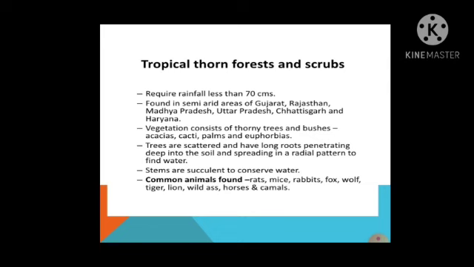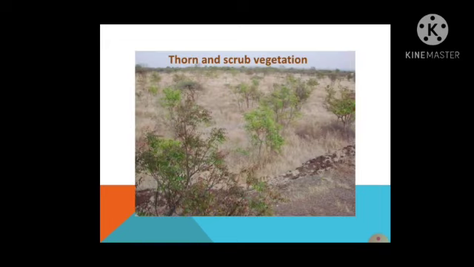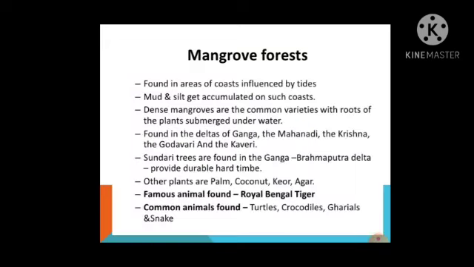These are the famous trees found here. Trees are scattered and have long roots penetrating deep into the soil and spreading in a radial pattern to find water. Stems are succulent to conserve water. Common animals found here are rat, mice, rabbit, fox, wolf, tiger, lion, wild ass, horse and camels. As you can see in the picture of the thorny forest.